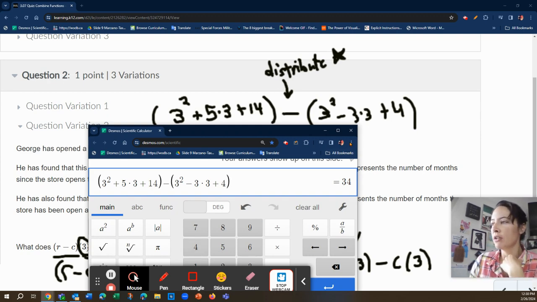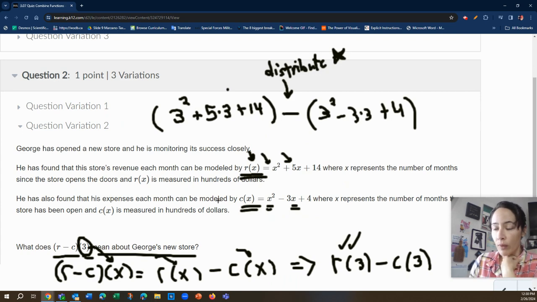All right, here we go. 34. That's our answer. What does it mean? Well, that's what they're asking us. What does it mean? 34 is the output. 34 is measured in hundreds of dollars. So $3,400. 3 is months, 3 months. If you have money coming in, revenue, and you take away the money going out, that, my friend, is your profit or loss. If you're negative, it's a loss. But hopefully for a new business, it's your profit. So if we get 34 as the final, when we have our revenue minus our cost in hundreds of dollars, it's $3,400 after 3 months, because that's our x of business. That's what you're looking for?